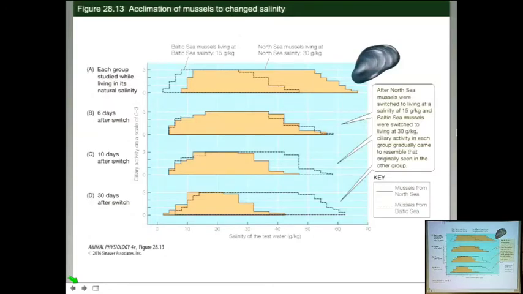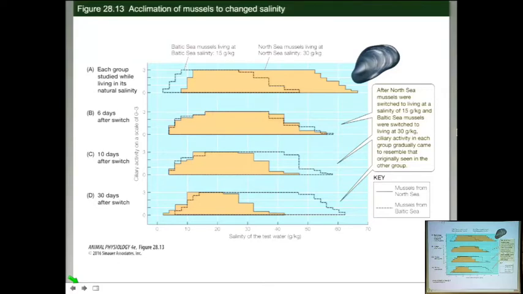Another example of acclimation, a chronic change, is given in Figure 28.13 in your book, and it's comparing the North Sea mussels that are living at a salinity of 30 grams per kilogram in the North Sea versus the lower salinity living Baltic Sea mussels that live at 15 grams, half the salinity. And as the salinity of the test water is changed, you switch the mussels one from the other. So it's a little bit of a complicated graph here. Let's see if we figure it out.